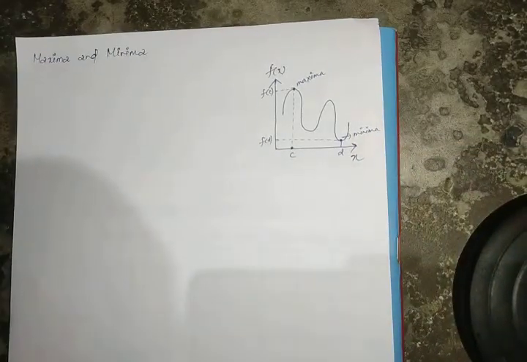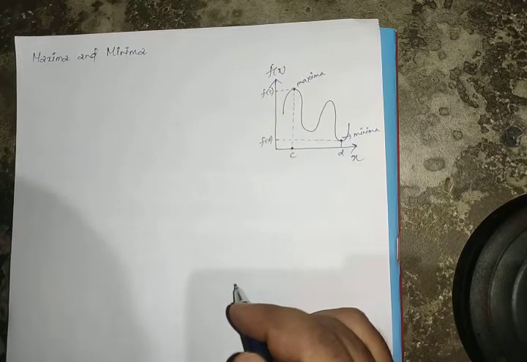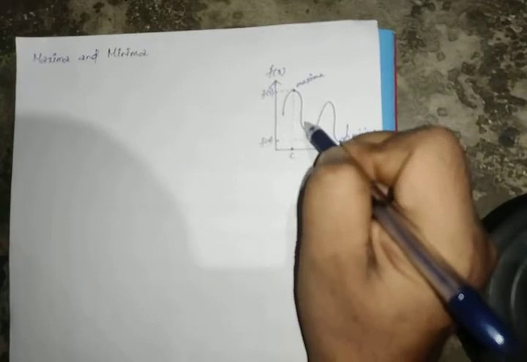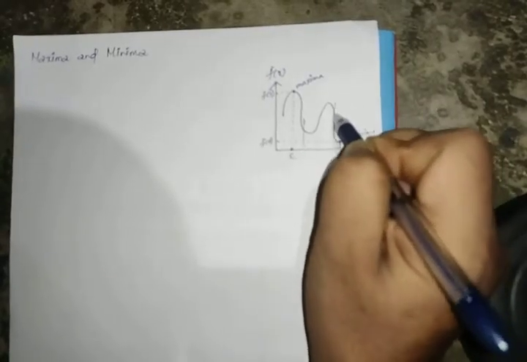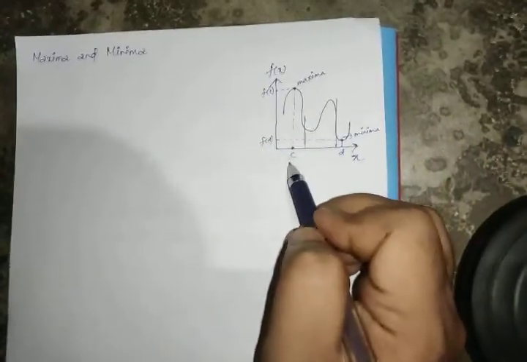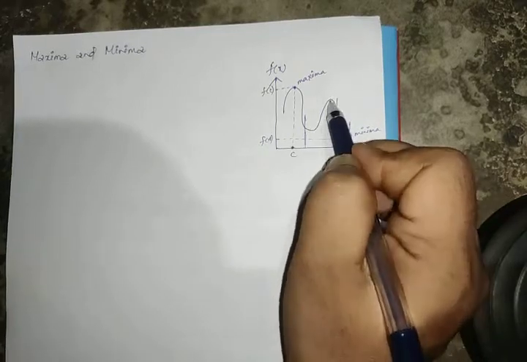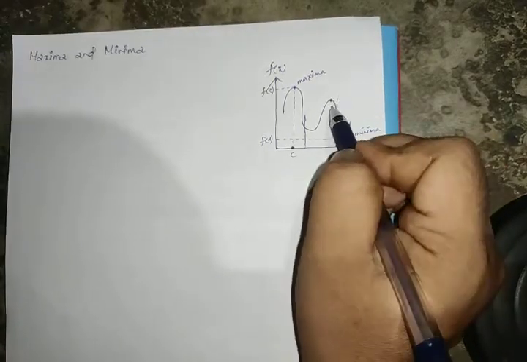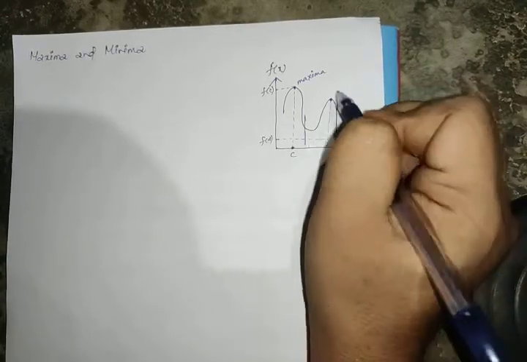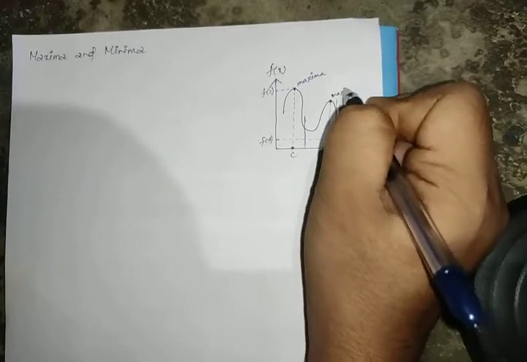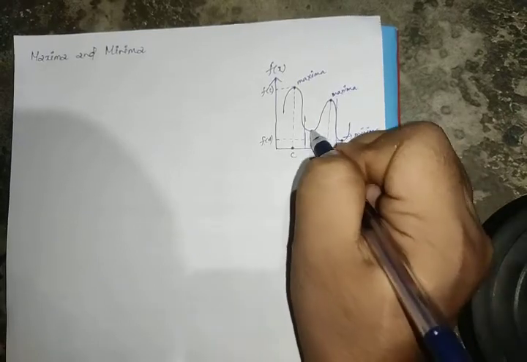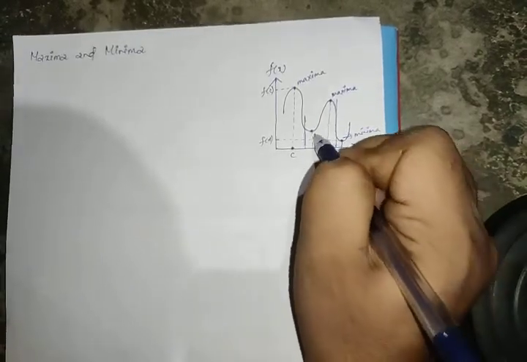Now let us consider an interval. For example, let us consider this interval from here to here. Within this interval, can you tell me where will be the maximum value? It will be here, right? At this point the function will attain its maximum value. So this is called maxima, and at this point the function will attain its minimum value, right? So it is called minima.